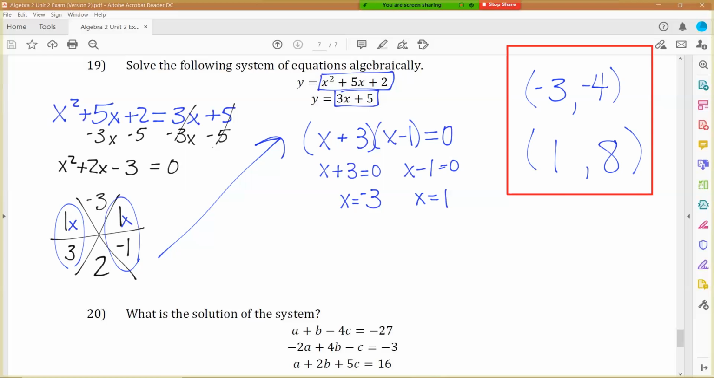Then question number 20 is bonus on your test. So there's an option for you to earn, I believe, 5 extra credit points for solving that system.